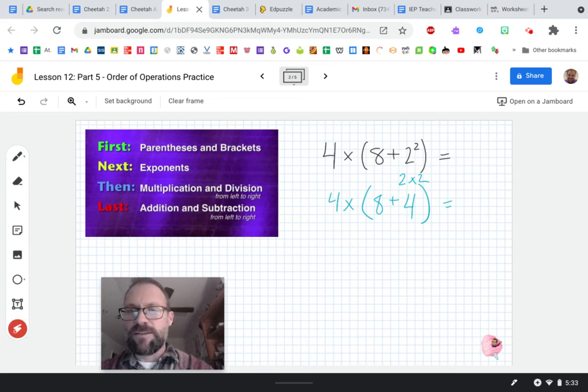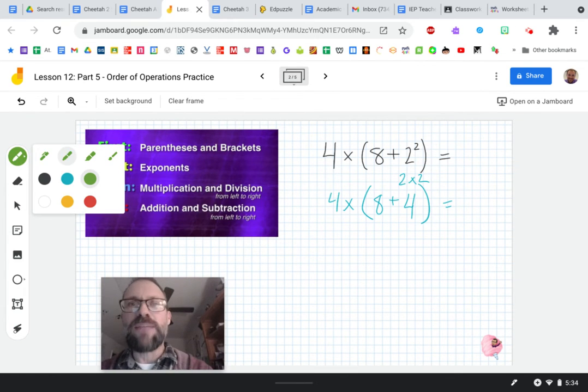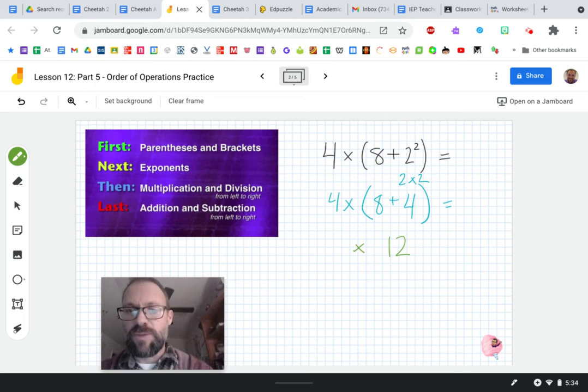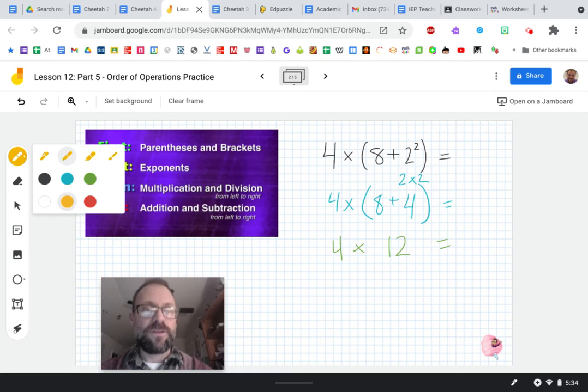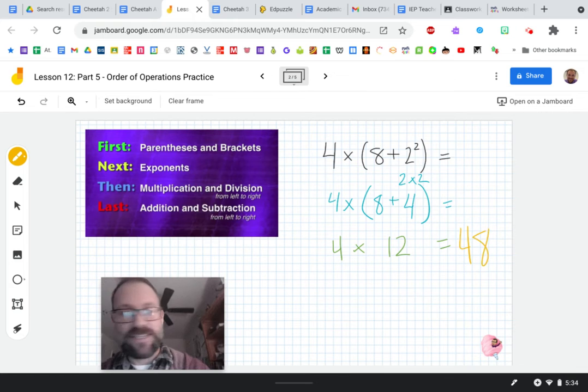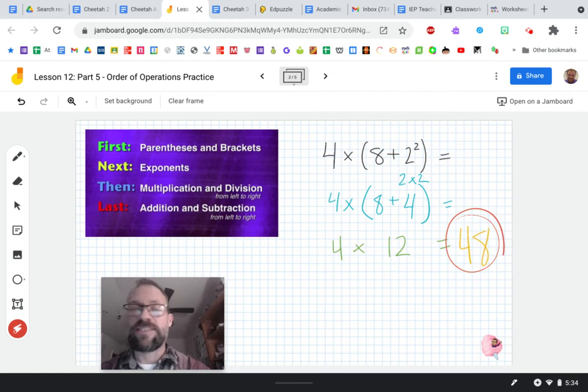We have to decide, parentheses or multiplication. Parentheses it is, always parentheses first. So let's do that. 8 plus 4 is 12. We'll copy down the times 4, and we have one step left. 4 times 12. Thank you, reflex math. 48. So 4 times 8 plus 2 squared equals 48.